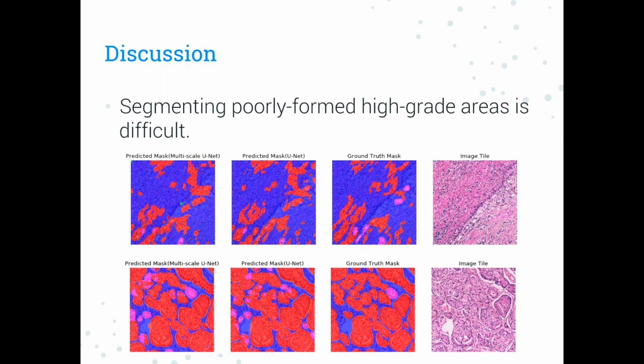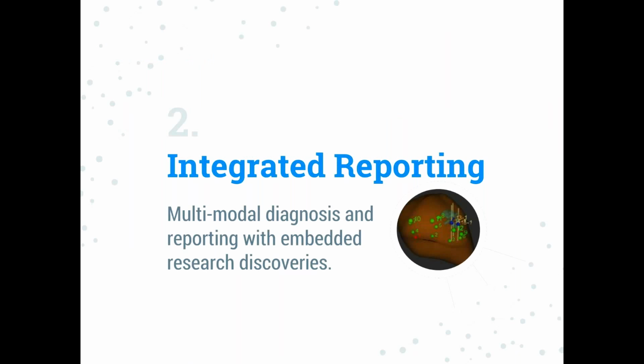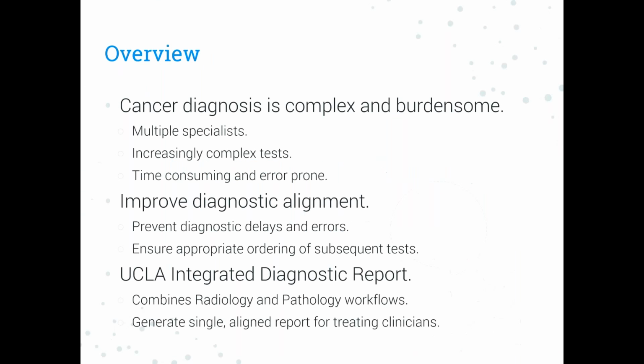We have a lot of work ongoing in this area, including implementing generative adversarial networks to try to do some anomaly detection and other things like that. Finally, I just wanted to give an overview of the clinical system I mentioned at the beginning for integrated reporting. This system is designed for cancer diagnosis at the moment, but we're expanding that. Cancer diagnosis is complex and burdensome.